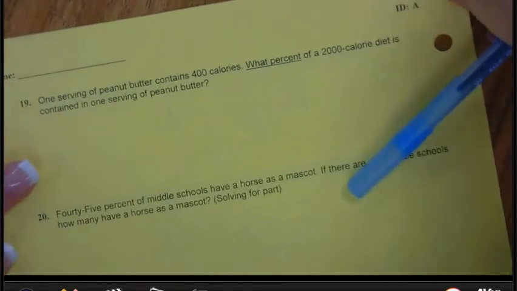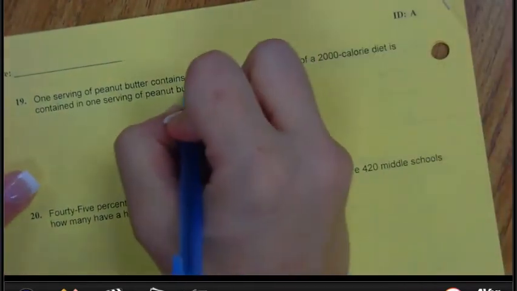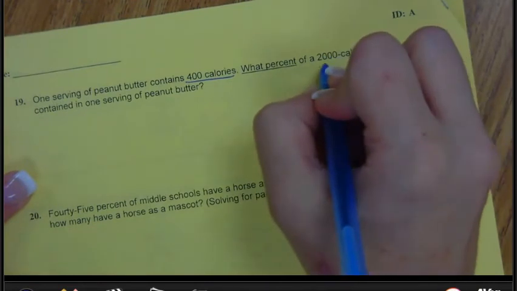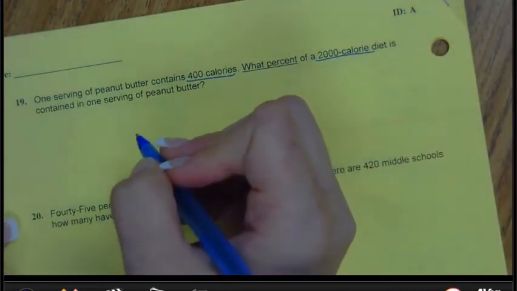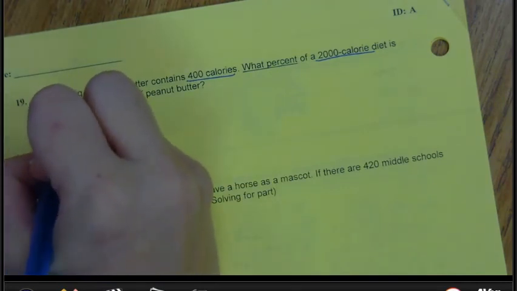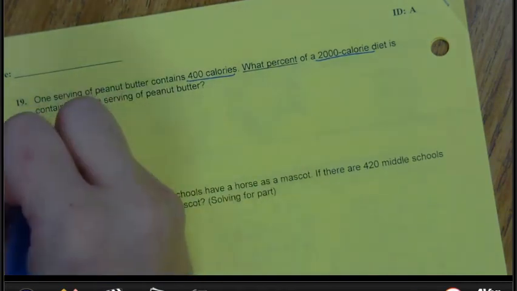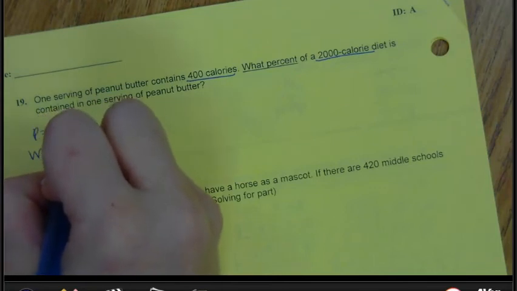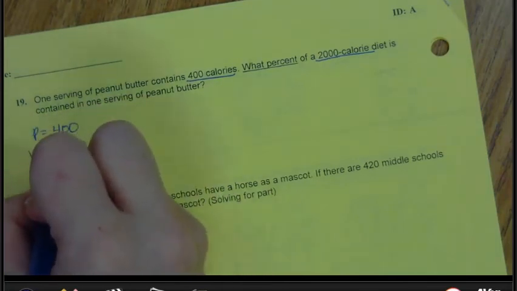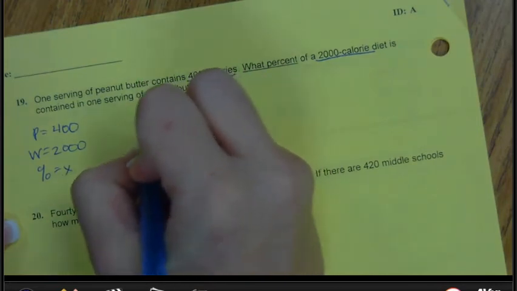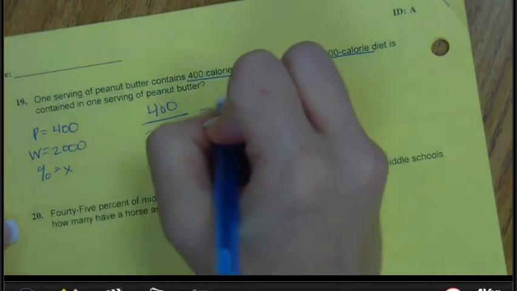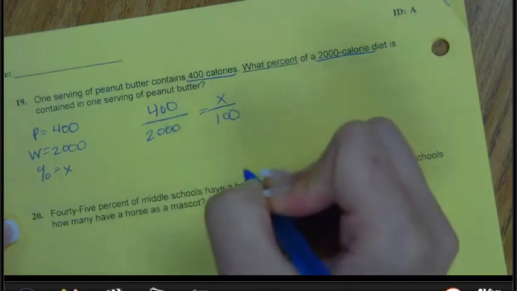All right, number 19. One serving of peanut butter contains 400 calories. What percent of a 2,000 calorie diet contains one serving of peanut butter? All right, so I know that I have 400 calories of peanut butter. My entire calorie diet is 2,000. What is my percent? All right, so I'm going to have 400 over 2,000 is equal to x over 100.